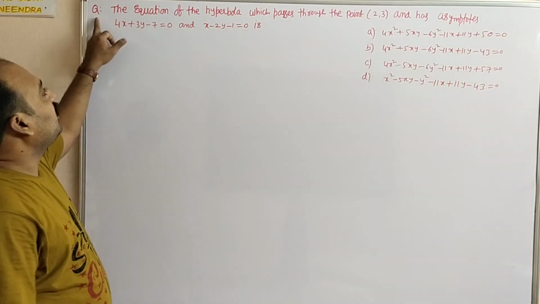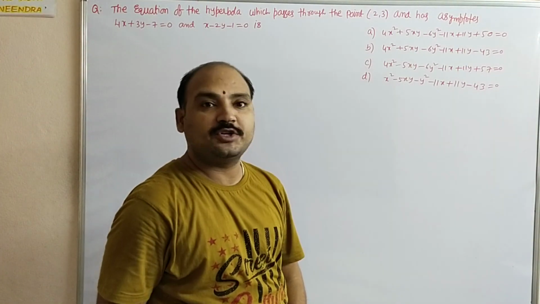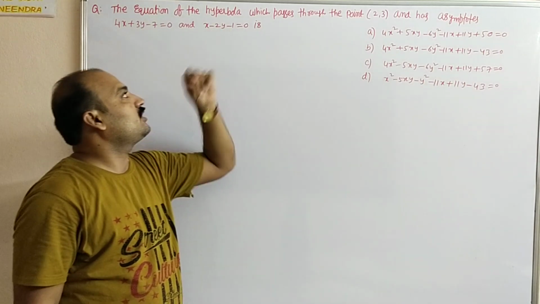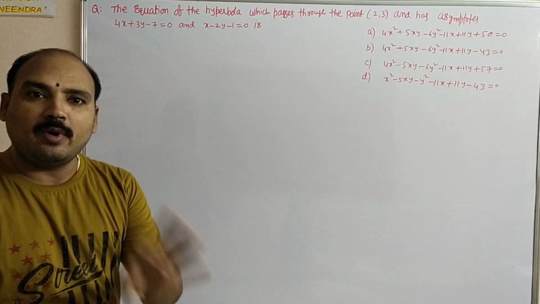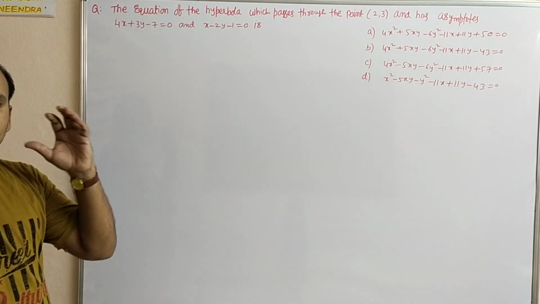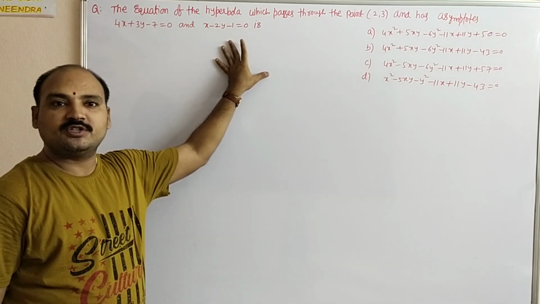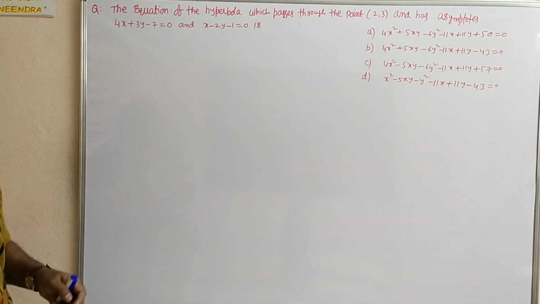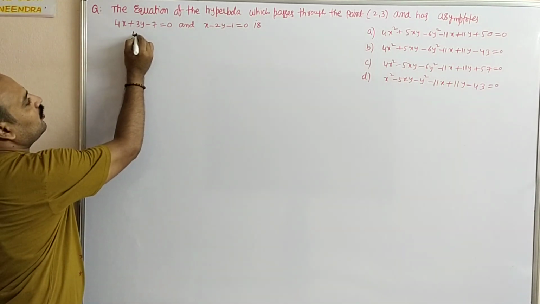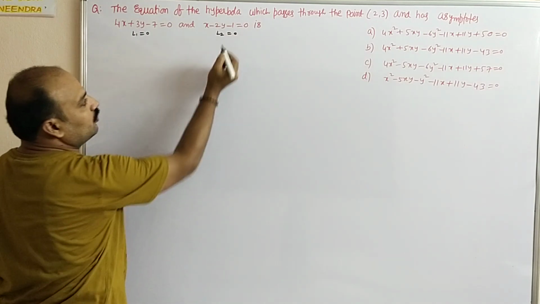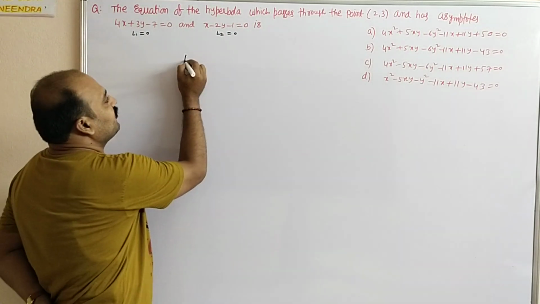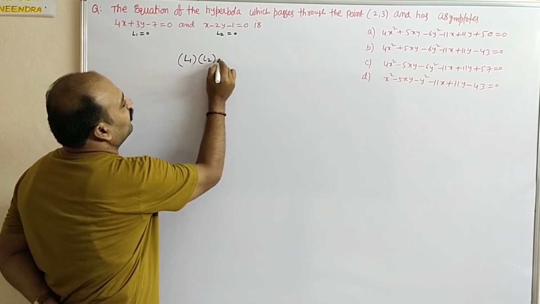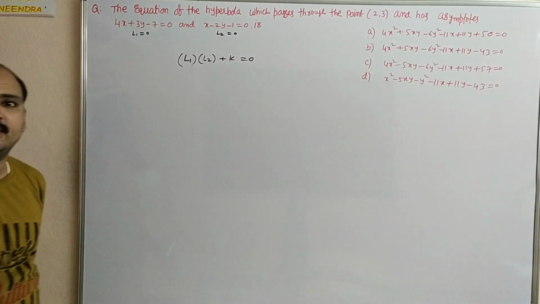The next question. The equation of the hyperbola which passes through the point (2, 3) and has asymptotes 4x + 3y - 7 = 0 and x - 2y - 1 = 0. You remember, dear students, whenever in a hyperbola question the equations of the asymptotes and a point are given, the required equation of the hyperbola whose asymptotes are L1 = 0 and L2 = 0 is always in the form L1 into L2 plus k equal to 0. This is the standard result.